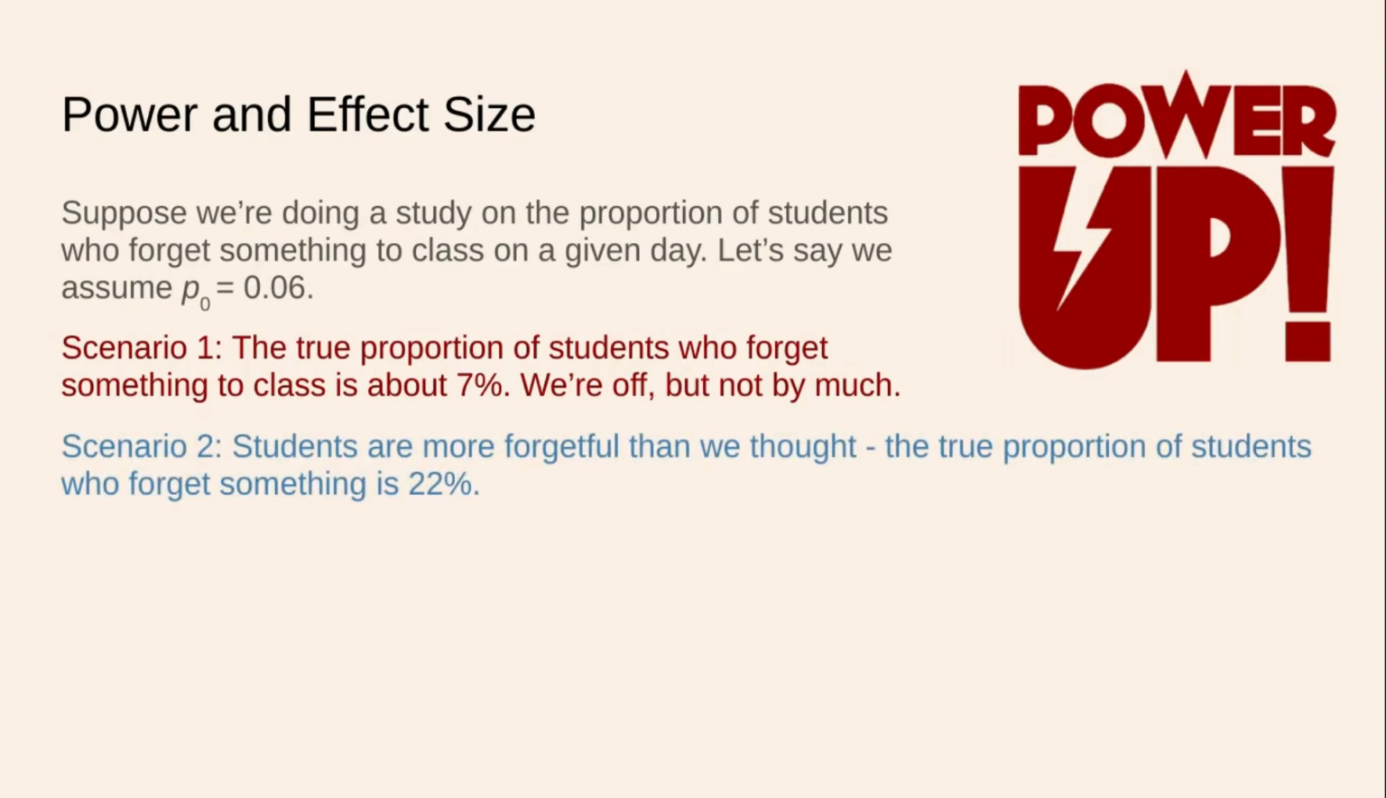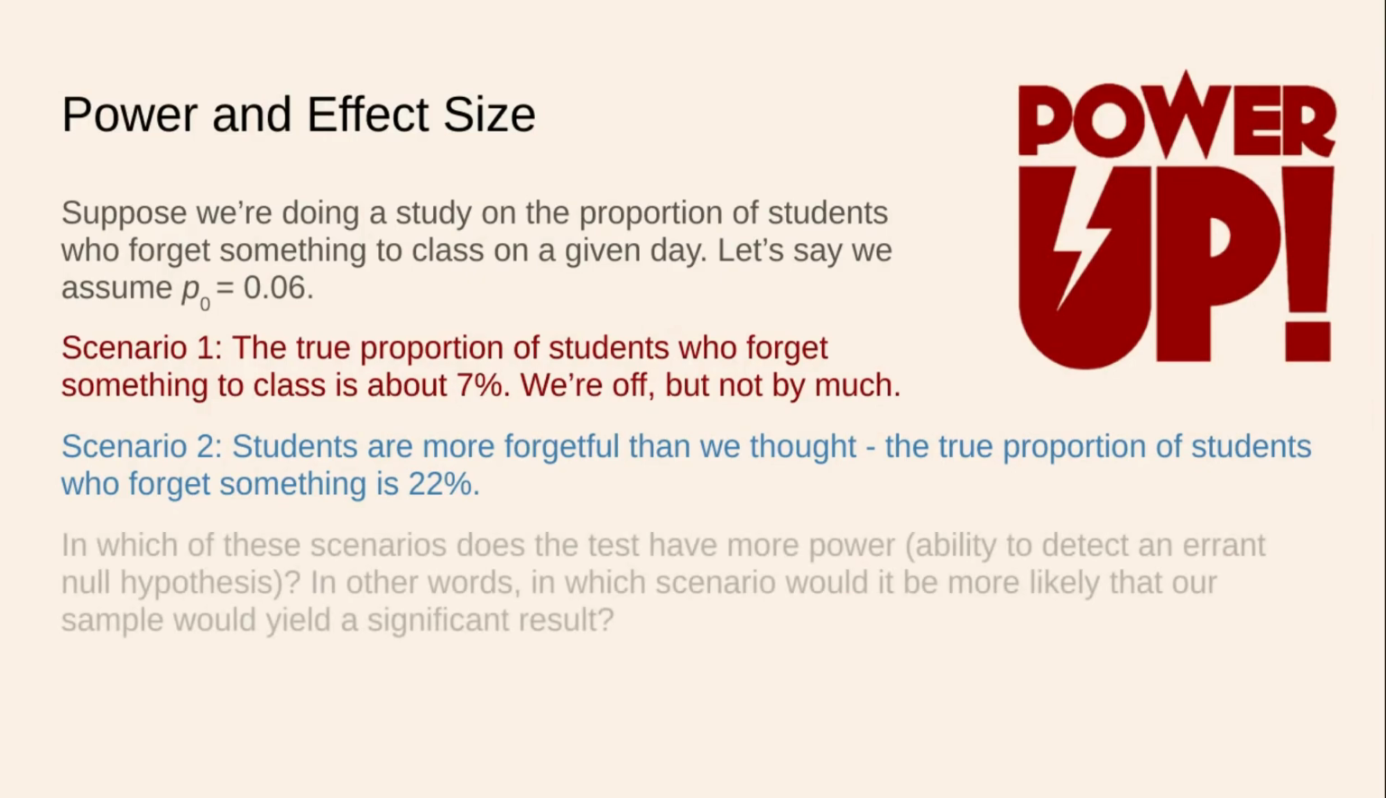7%, it depends on the sample size, depends on some things, but that's probably not a significant result. However, scenario 2: students are more forgetful than we thought. The true proportion of students who forget something is 22%. That is very far off from 6%, last I checked. That is almost certainly a significant result unless our sample size is atrociously small.